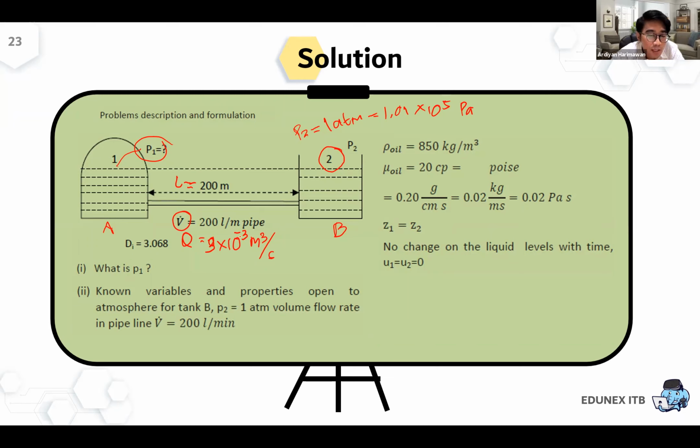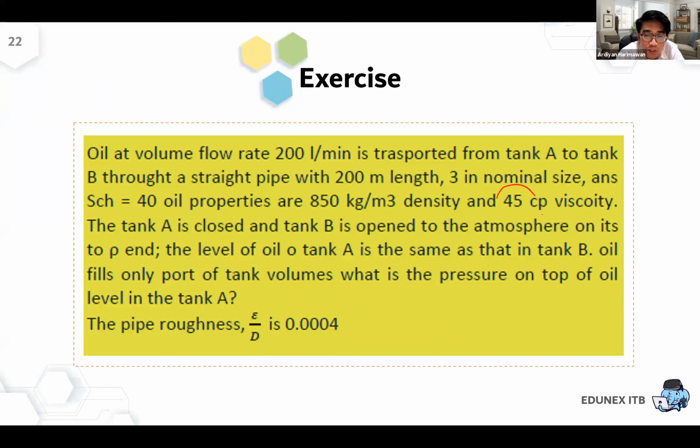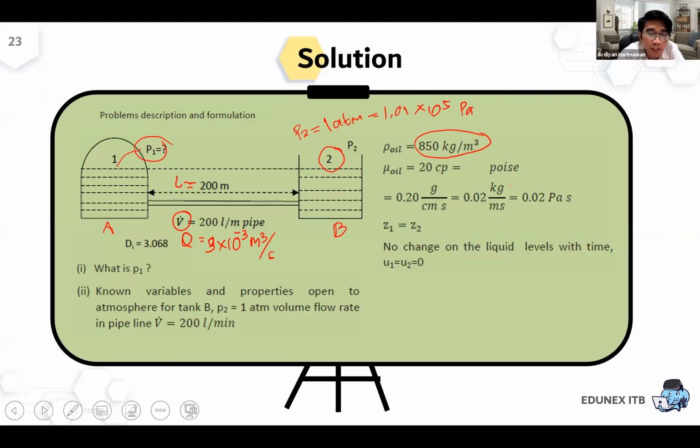Okay, the volumetric flow rate is already known, and then the density is 850. It's already in standard unit. So the viscosity, I think the number is different. Use this number. So the viscosity is 45 centipoise. Please convert it into the standard unit.